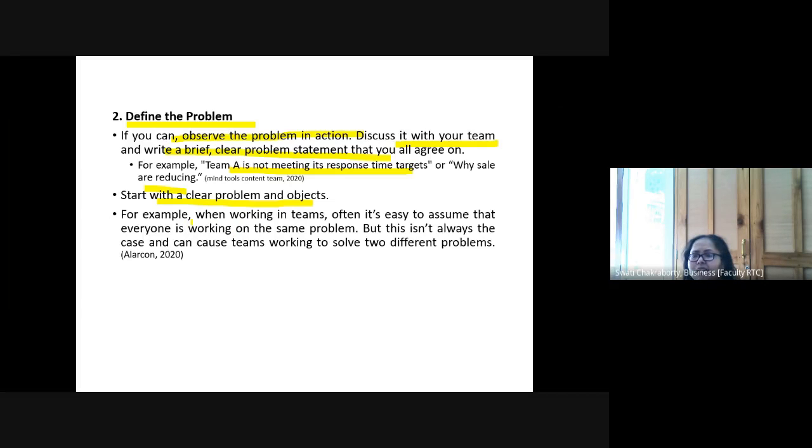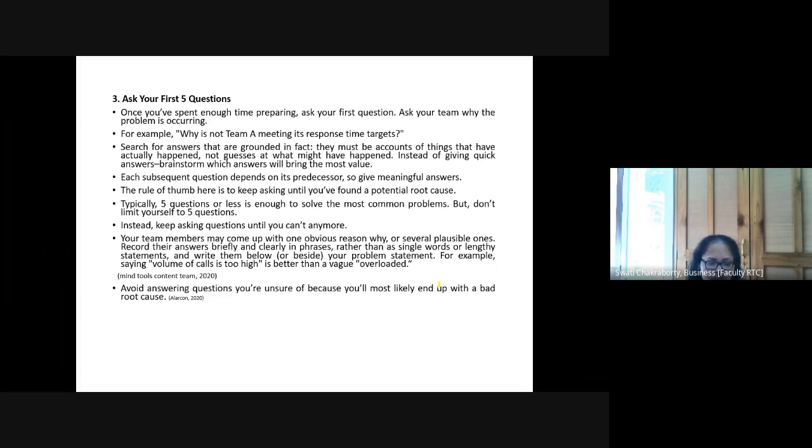For example, when working in teams, it's easy to assume that everyone is working on the same problem. We actually think of it that way, but this isn't always the case because there can be multiple problems, which can result in teams solving two different problems. So it can happen. The third step is to ask your first question. Once you have spent enough time preparing, ask your team first why the problem is occurring.